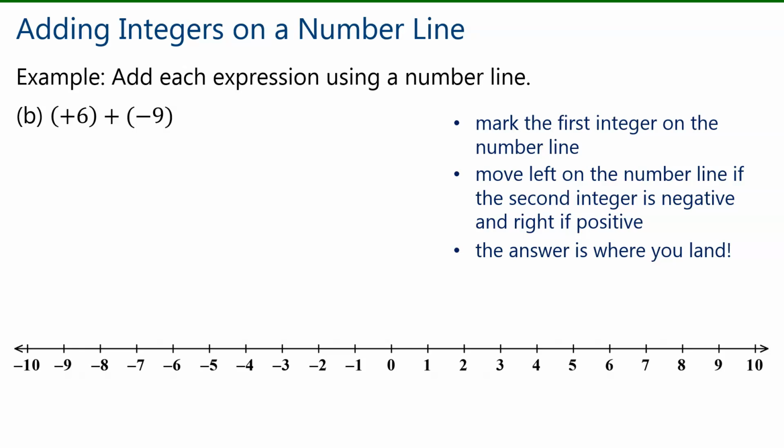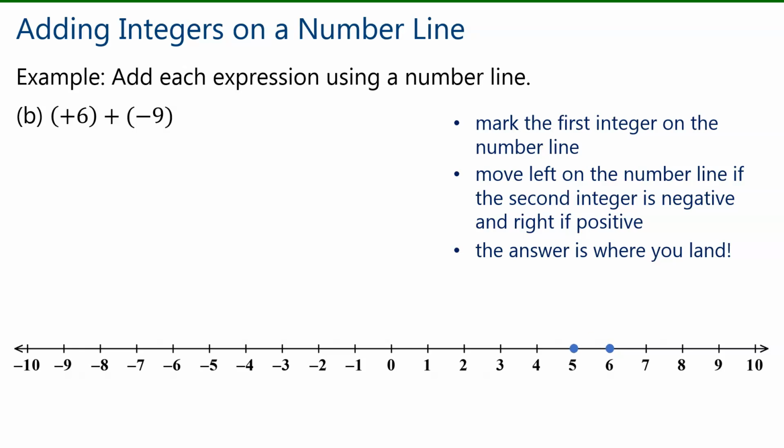Let's do that again. Here we will mark the first integer, which is +6. Now this time I notice that the second integer is negative, so I'm going to move to the left. I have to move to the left 9 spaces.